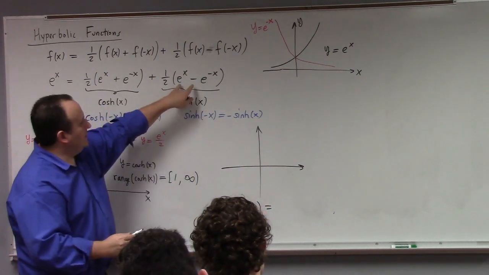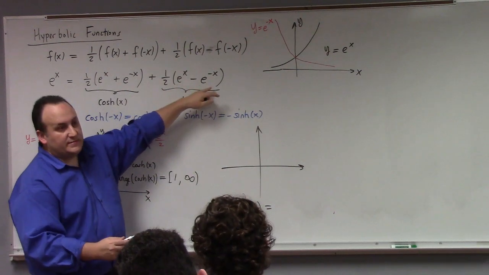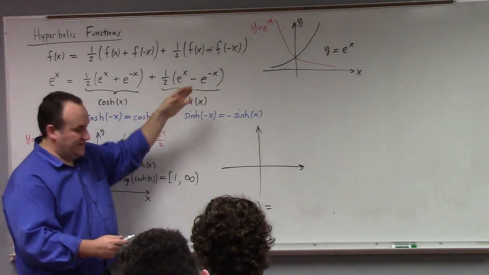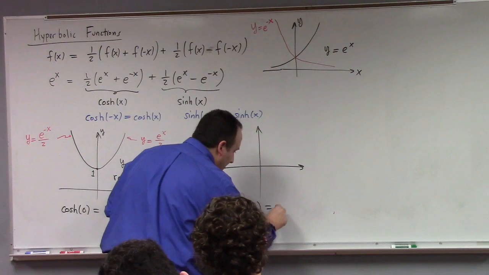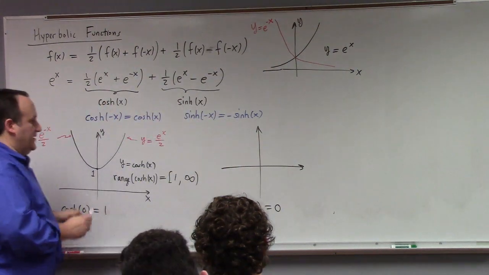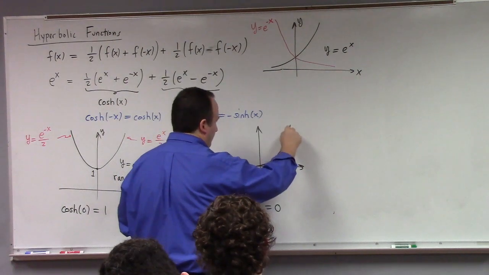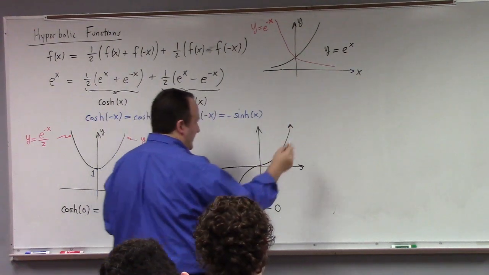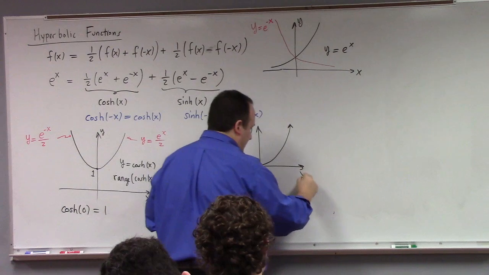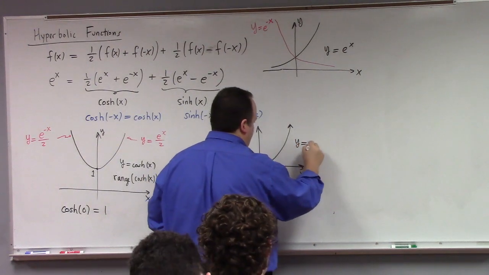And what's sinh of 0? See, here's the definition right here. I put 0 in, I get e to the 0 minus e to the 0, which is 1 minus 1. I get sinh of 0 is 0. So it goes through the origin, and it looks something like this. It kind of looks like a cubic, but that's not accurate. These are both exponential growth on both sides, okay?